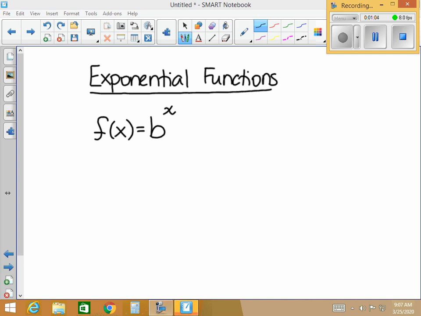Now there are some rules for b. b can't just be anything that we want. It can be a lot of things, but it has to be positive, because negative numbers aren't defined to any real number exponent. Also, I have to skip over 1. 1 to any power is 1. If I had y equals 1 to the x, it would be y equals 1, and that's just a line, not an exponential function. So I can pick any positive number other than 1 and be okay.